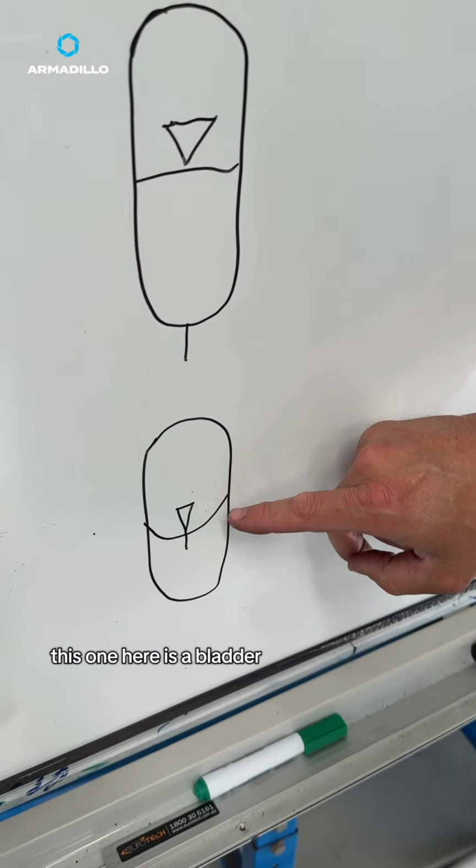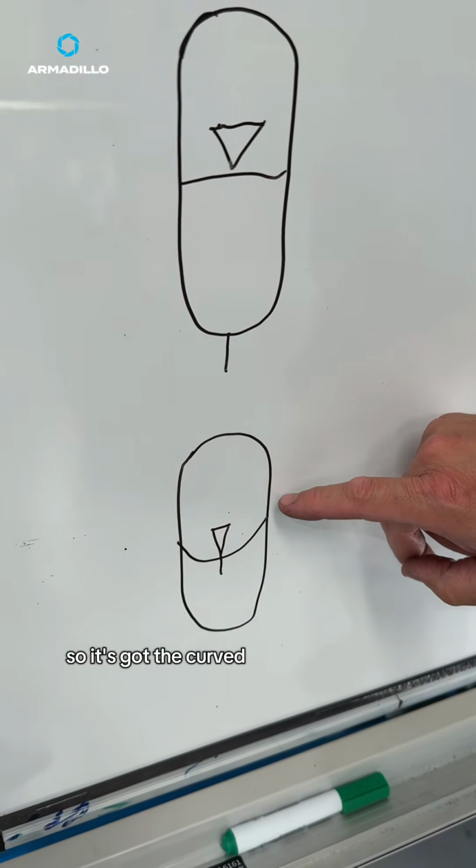This one here is a bladder type accumulator, so it's got the curved symbol there.